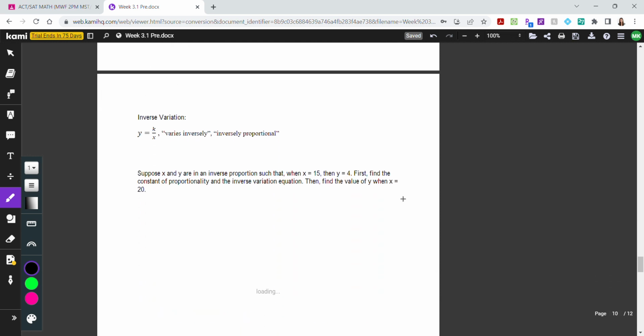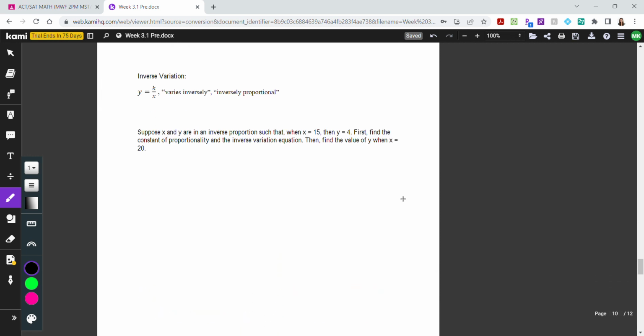Now, inverse variation is where you're going to be dividing, essentially, is how you can say it. As you can see, the formula is going to be y equals k divided by x.